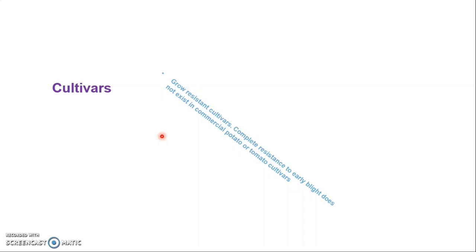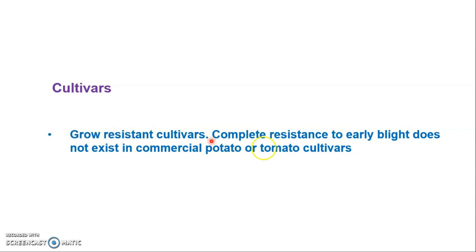Now our last topic is management. For management, we should go for cultivars. Yes, we have cultivars. You can grow resistant cultivars, but one problem is this: complete resistance to early blight doesn't exist in commercial potato or tomato cultivars. Complete resistance to early blight doesn't exist.